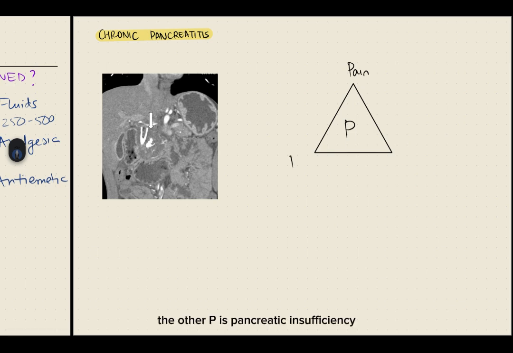The other P is pancreatic insufficiency. So they are insufficient in two ways: either exocrine, in which they will have steatorrhea and weight loss, or endocrine, in which they will develop diabetes. And finally, the third P is periods of acute on chronic flares of pancreatitis.